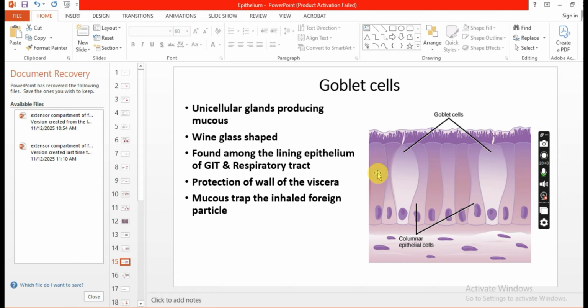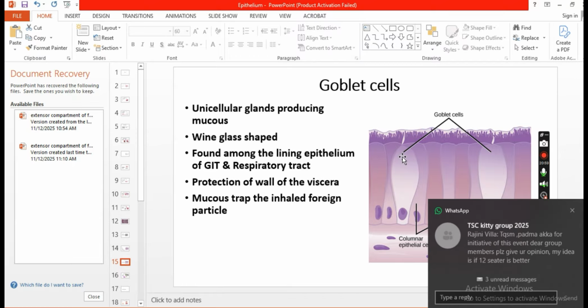Goblet cells are situated among the tall columnar cells. We can have some areas under the microscope which look like an empty space. Actually they are not empty space, that's occupied by a cell called a goblet cell. Goblet means wine glass.